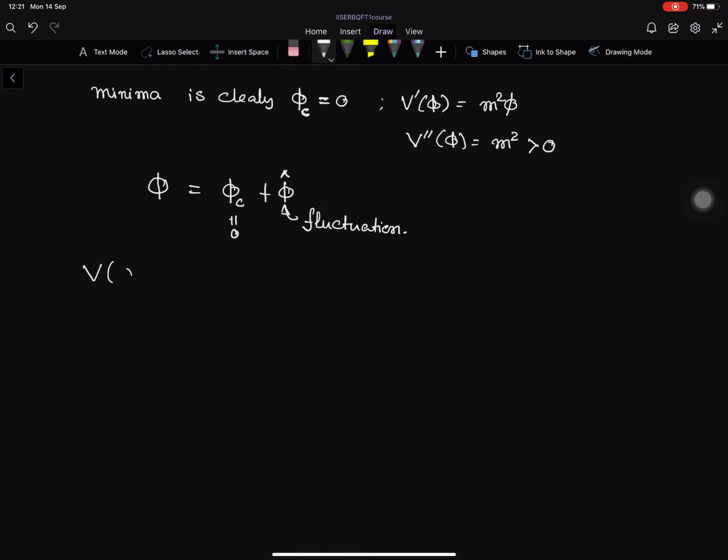Let's say the V of phi. We will increase the complexity one by one. So let's say V of phi is m squared times phi minus a, whole square. So in this case V prime of phi is m square times phi minus a, which implies that the classical ground state phi c is simply a.